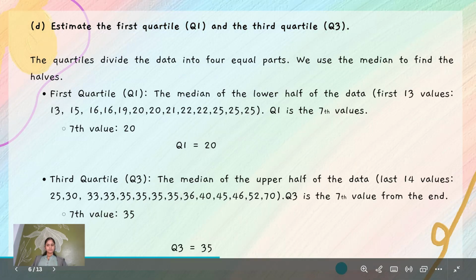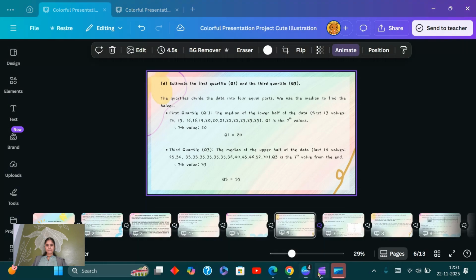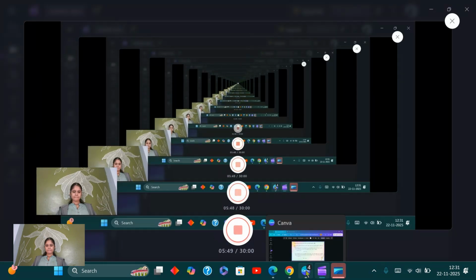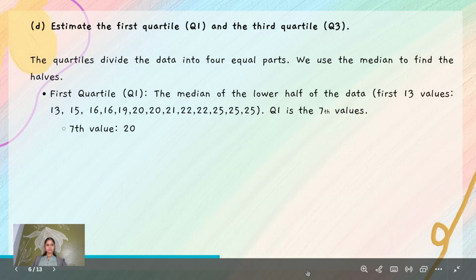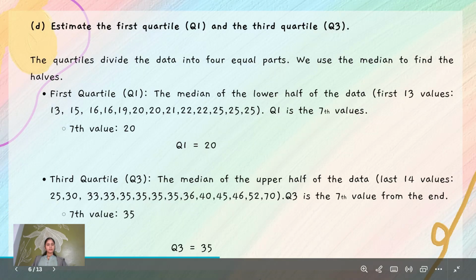Question D: estimate the first quartile, Q1, and the third quartile, Q3. The quartiles divide the dataset into four parts. We use the median to find the halves.